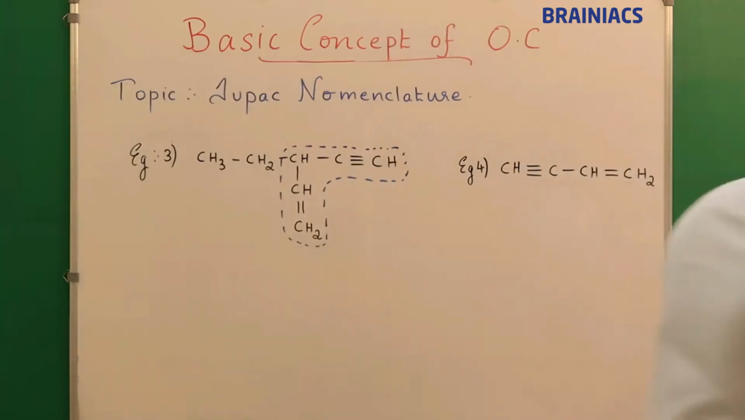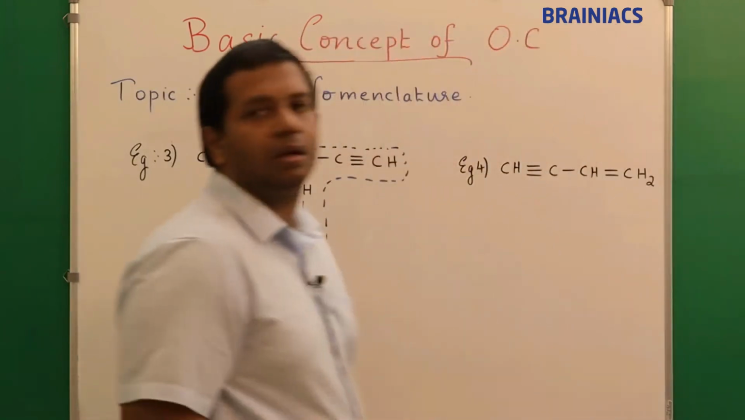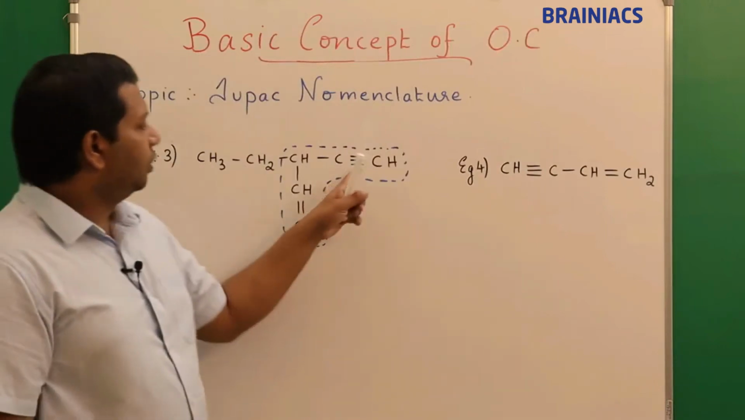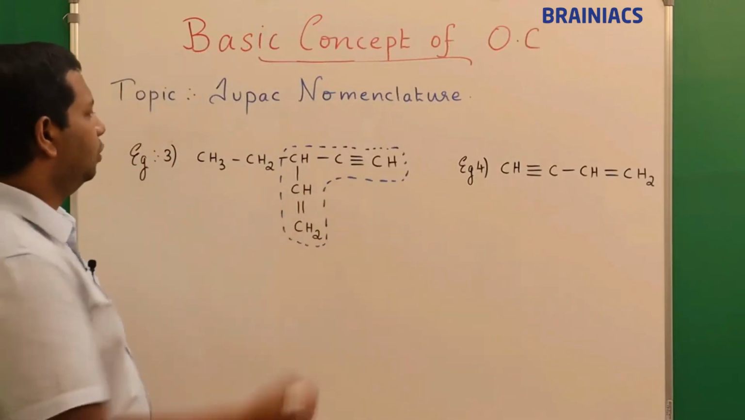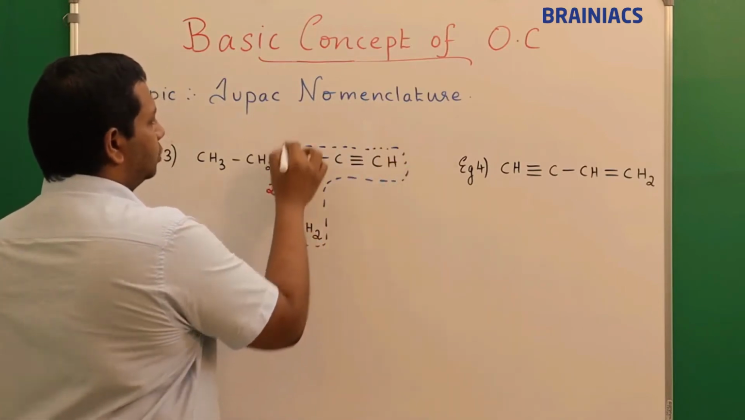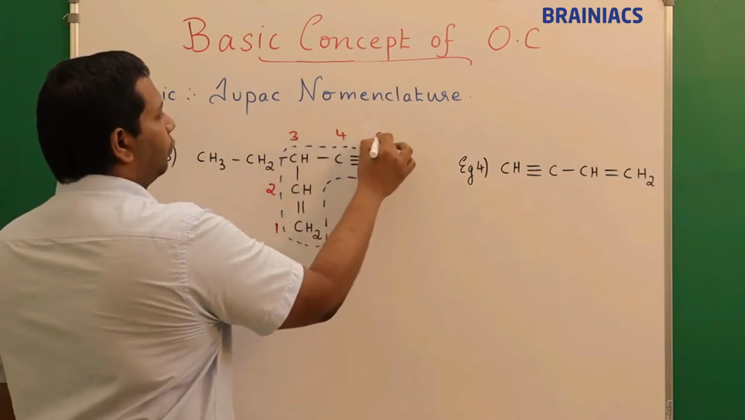Next we will try to do the numbering for this compound. Here one question will come. A triple bond is present, a double bond is present. So if I do the numbering in this way, let it be like this: 1, 2, 3, 4, 5.